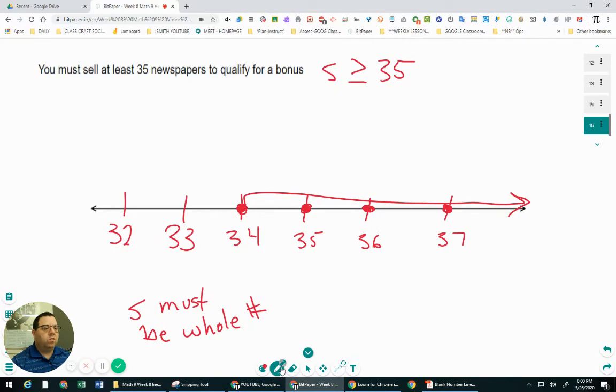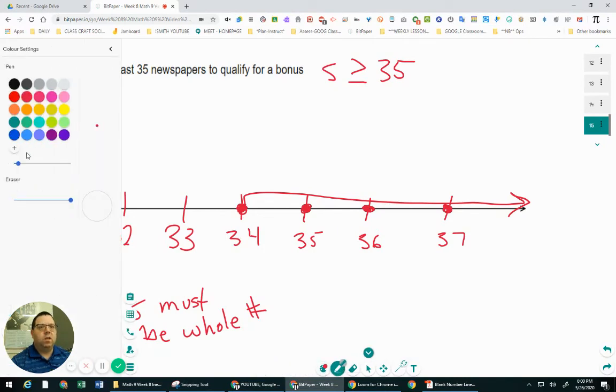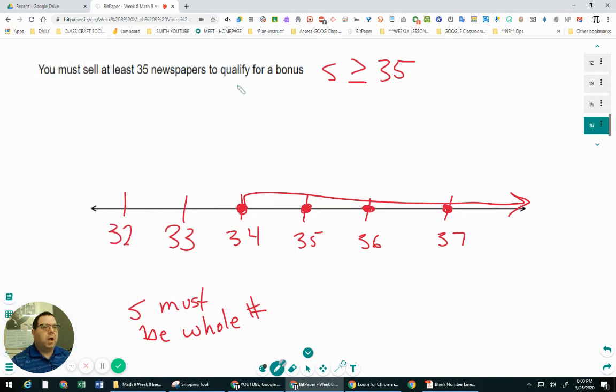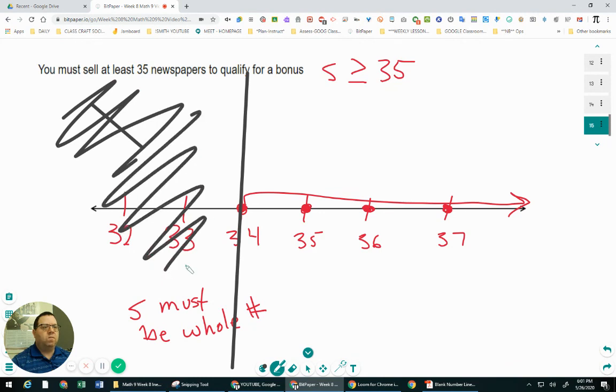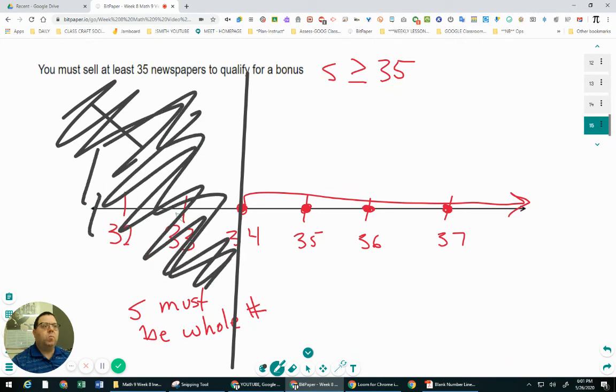But the point is, if you look at this, right, let's just use this. Okay, your boundary point establishes a boundary, right? And we're saying no bonus for you. Let me go off the straight line here. No bonus for you if you sell less than 34 newspapers.